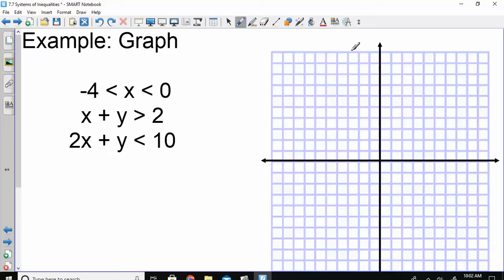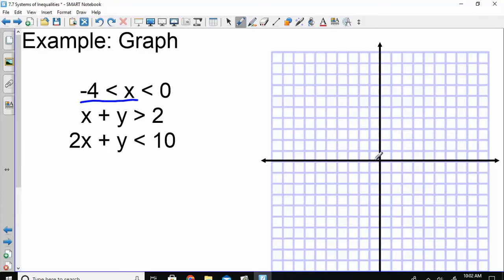If I just said x equals 3, how would you graph that? A vertical line at 3. If I said y equals 4, that would be a horizontal line at 4. If I say negative 4 is less than x is less than 0, what I'm saying is x is between negative 4 and 0. We have 2 vertical lines here, and we're talking about everything between them.